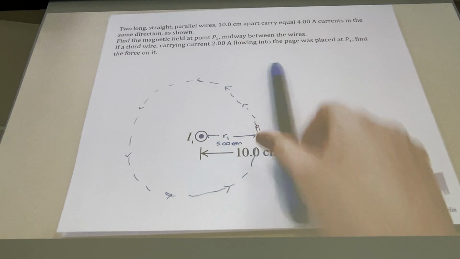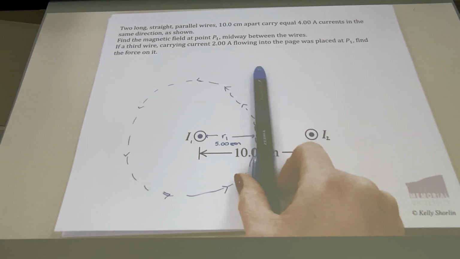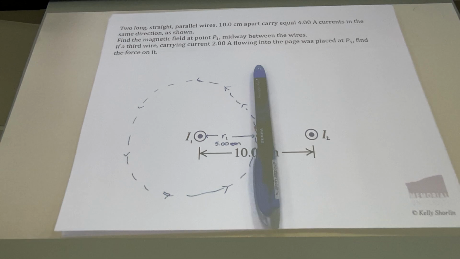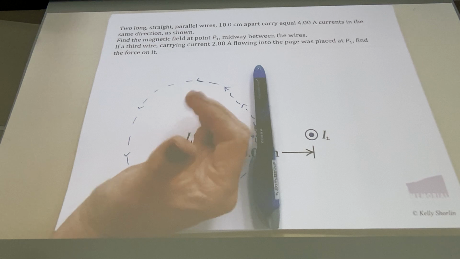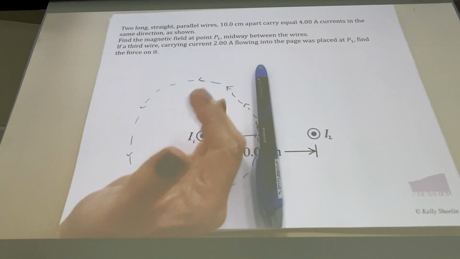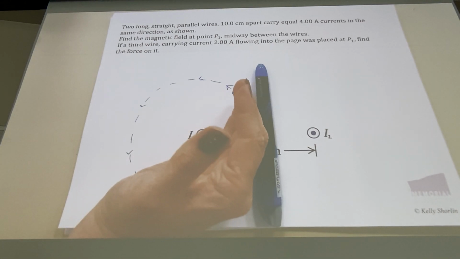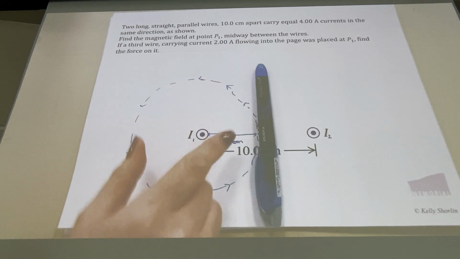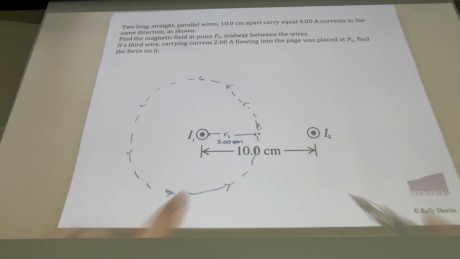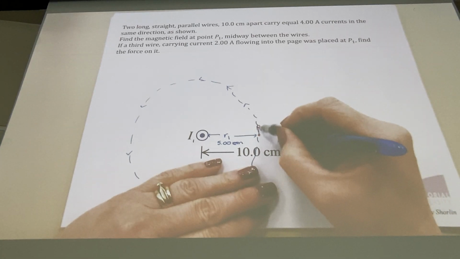So perpendicular to the radius, or tangent to the circle, is going to give us a line that points either up or down. So the magnetic field here points either up or down. To confirm which way it points, you take your right-hand rule, your thumb comes out of the page, you set your knuckles down where your point is, and you ask, what are my fingers doing? Those tend to point up. They're definitely not pointing down. So our magnetic field at point P1, due to wire 1, points straight up.